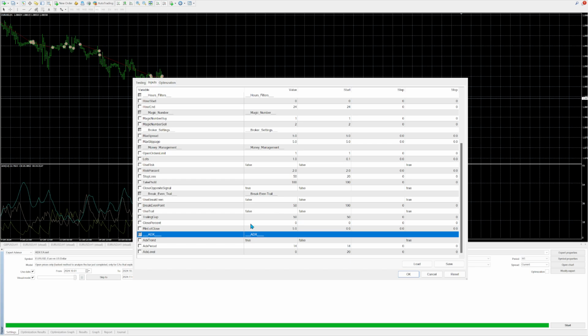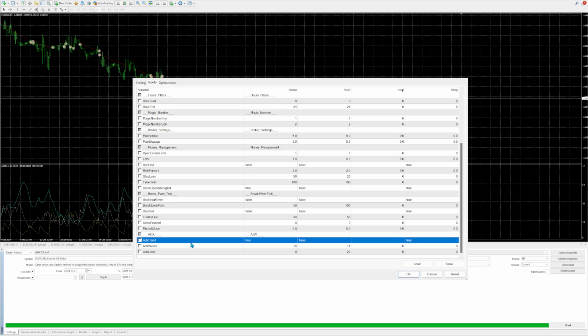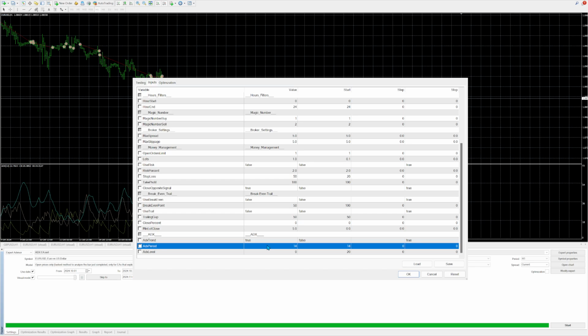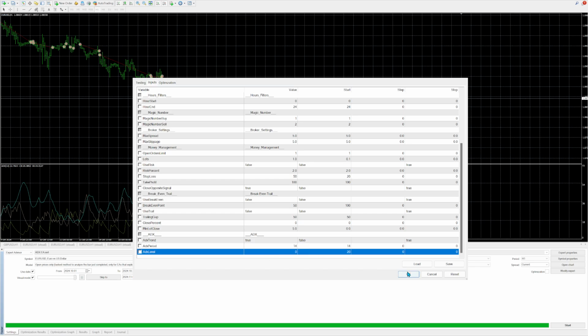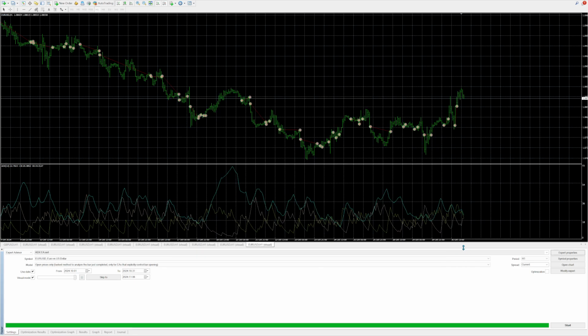Okay, so it uses the ADX, if that wasn't obvious. And basically it's based on the ADX trend. You've got the ADX period and the ADX level. Okay, I'm going to show you now what that basically means. So the ADX is here. Okay, I'll just close the settings window for now.